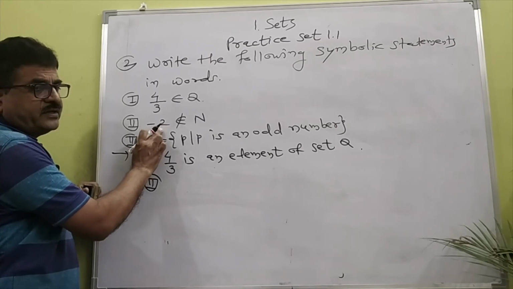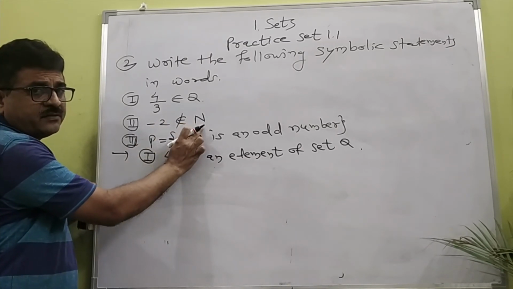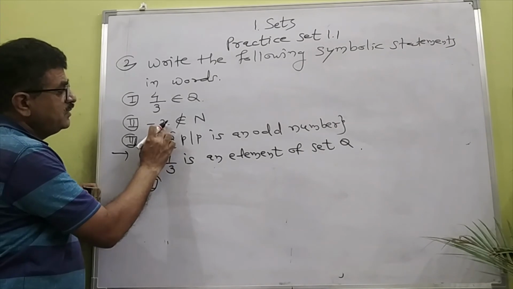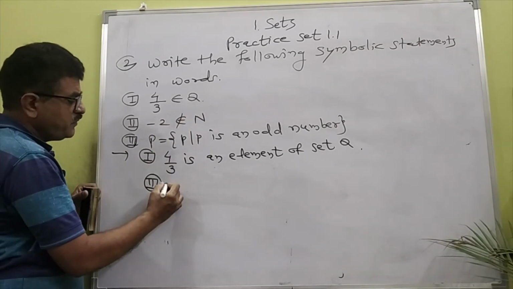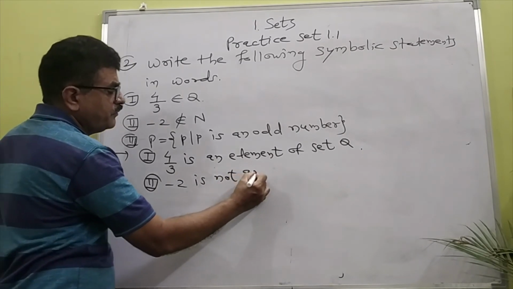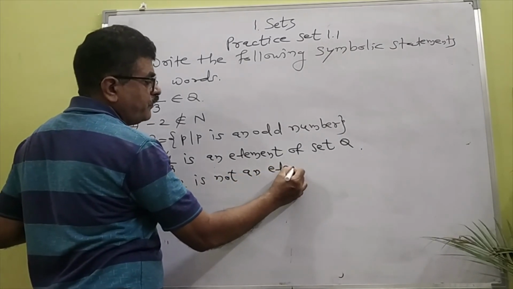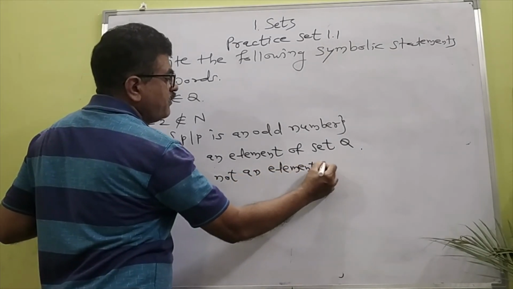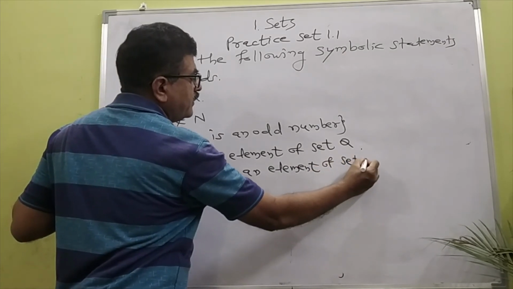Number 2, -2 is not an element of set N. -2 does not belong to N, therefore -2 is not an element of set N.